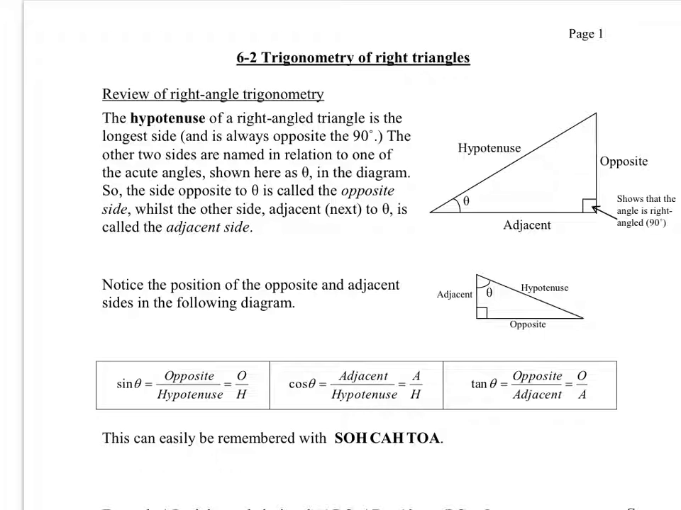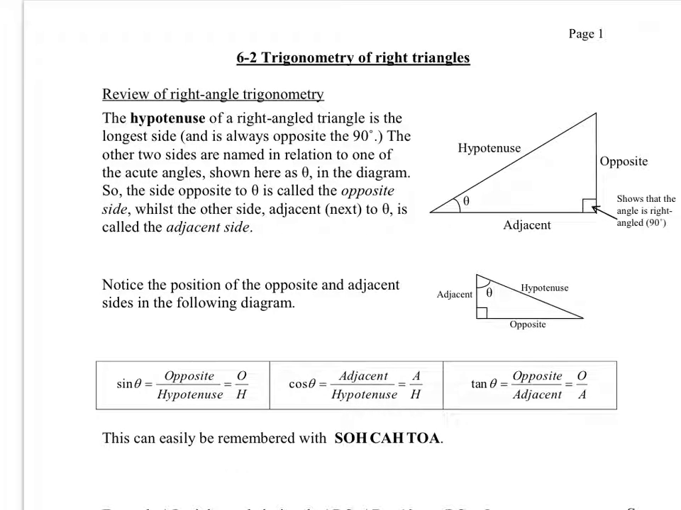So if your angle is here, then not touching that angle would be over here, would be opposite. Right? So opposite this angle, looking at it from over here, would be the opposite side. Hypotenuse again is the longest side, and adjacent goes between the right angle and the angle that we're interested in.